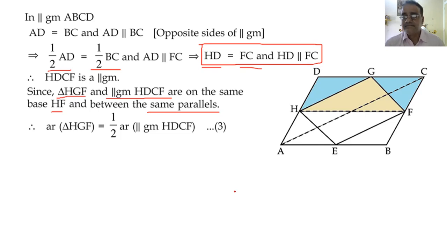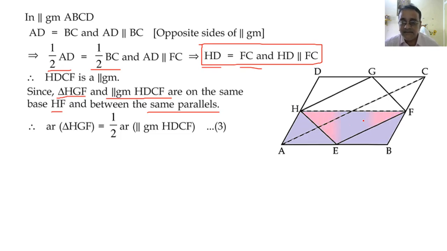Any doubt in this section? No, sir. Okay. Now let us look at the second parallelogram. The second one, this one. In this also there is this triangle, look carefully. This is a triangle. I will color it. Now look at the pink color. Same base HF and between the same parallels. Just as we proved this parallelogram, this will also be a parallelogram. No need to write, no need to prove once again. We can write directly, similarly. So the area of this triangle is half of the area of this parallelogram.